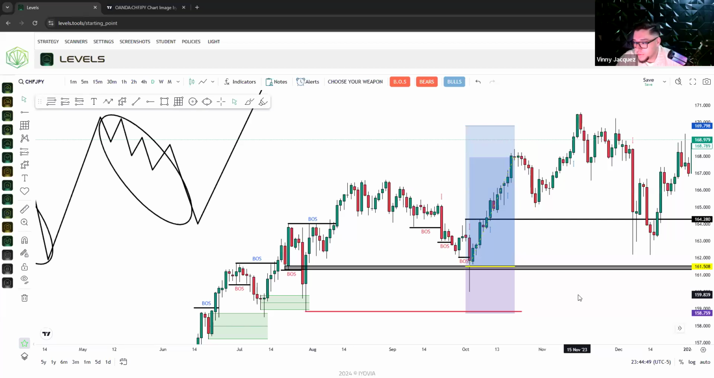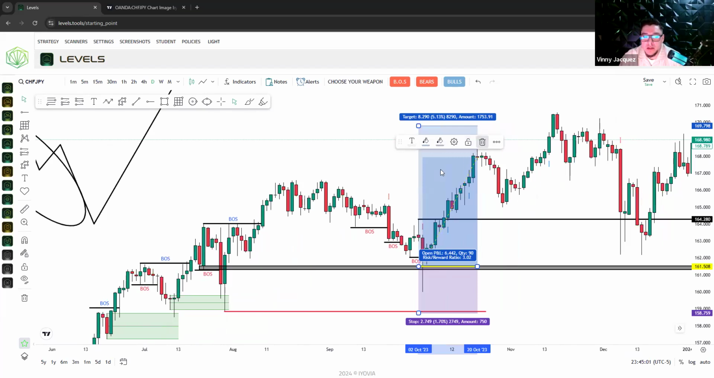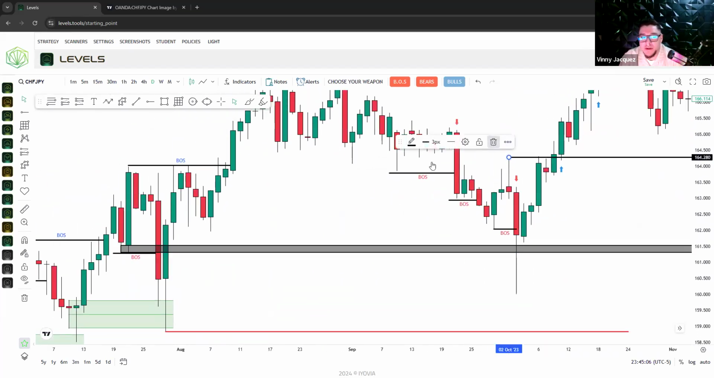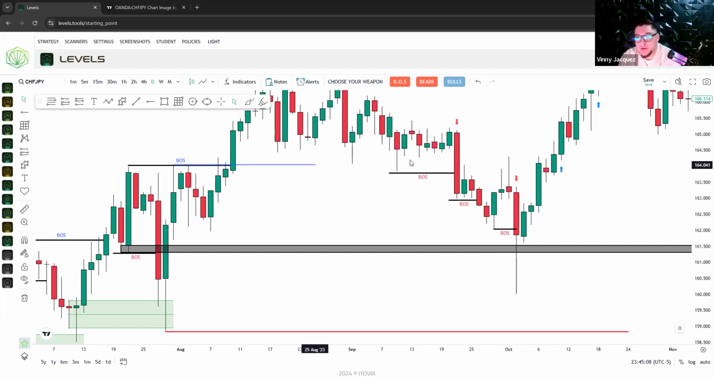So always confirm with a time frame higher than where the head and shoulders was found, to confirm that change of character. Cool. So now look at this, guys. Look at this. Did we get the change of character here? Yes, we did.